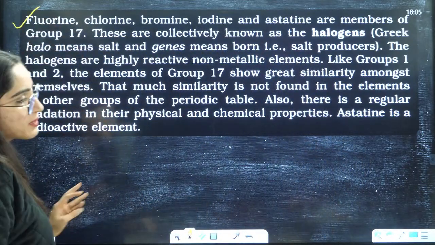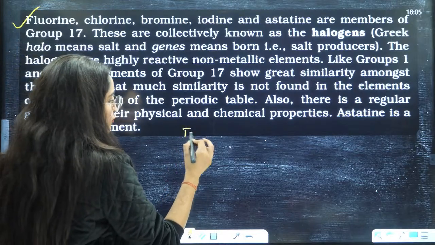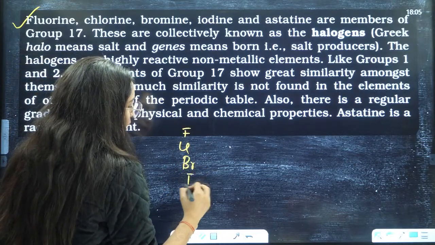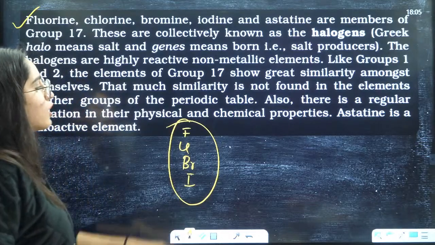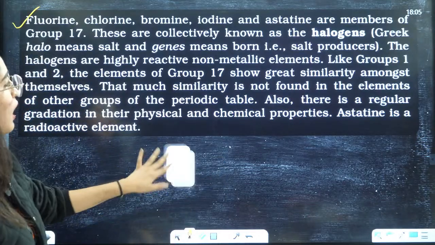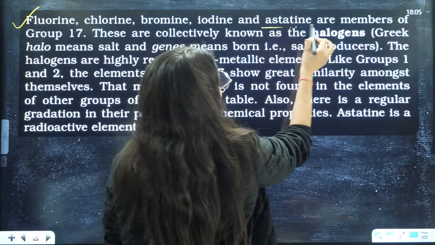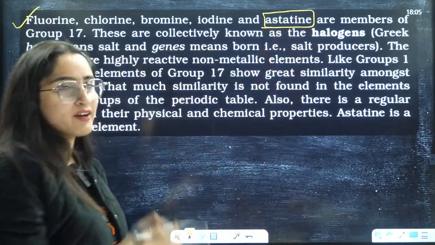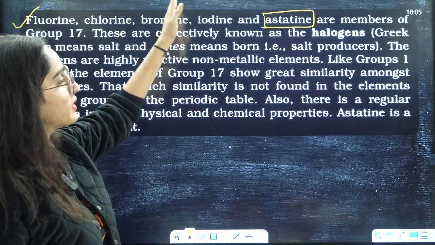Group number 17 means we are talking about halogens. Fluorine, chlorine, bromine, iodine are the main things, right? So let us talk about them. Iodine and astatine. Astatine, we will not even see that. We will only see fluorine, chlorine, bromine, iodine, right?